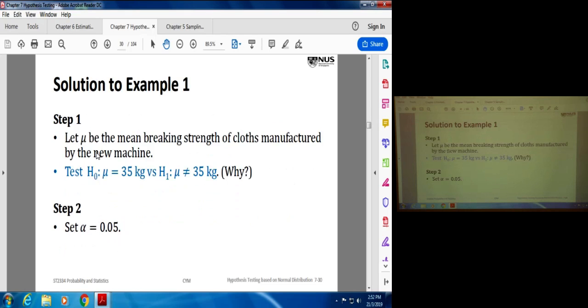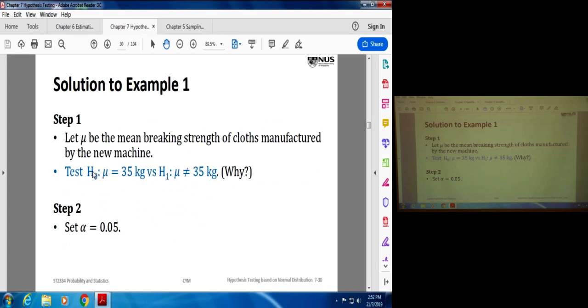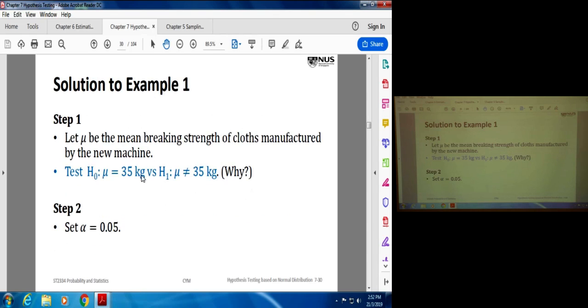So we set that mu is equal to the mean of the breaking strength of this manufacturing machine A. So what we want to test is whether mu is 35 versus it's not. The reason we want to test that is he or she asks the question, is there evidence that it's not meeting the specifications? The specification is he wants to have 35 and we want to have 1.5, and we're assuming 1.5 is correct. Okay, so that's why we have this particular scenario for our hypothesis test.